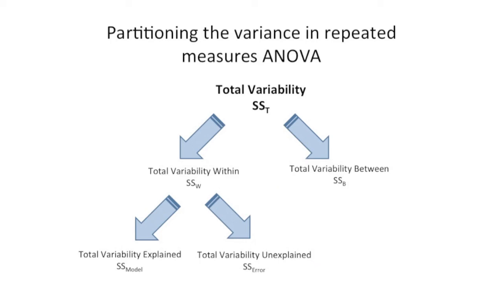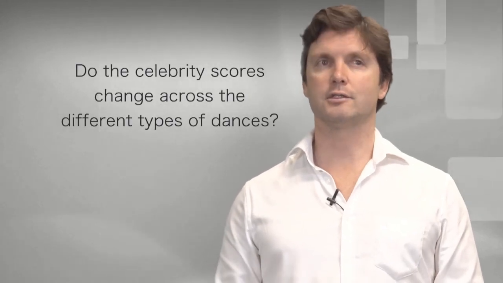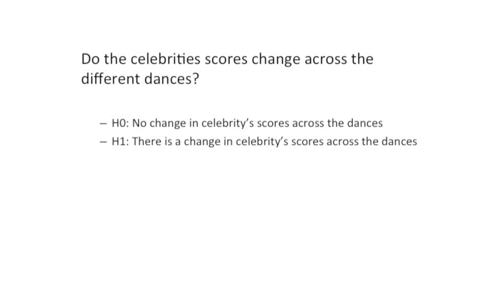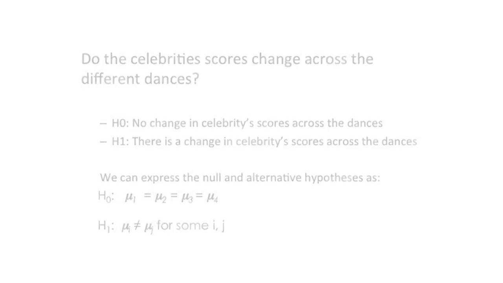The question that we're asking is, do the celebrity scores change across the different types of dances? In the null hypothesis, we're indicating that there will be no difference in the means across each of the dances. The alternative hypothesis says that at least one mean is different from the other. Notice the subscripts that we use are I and J to denote the means. The null hypothesis indicates that there's no change across the 4 dances. The alternative hypothesis indicates that a significant difference exists between at least 2 of the dances.